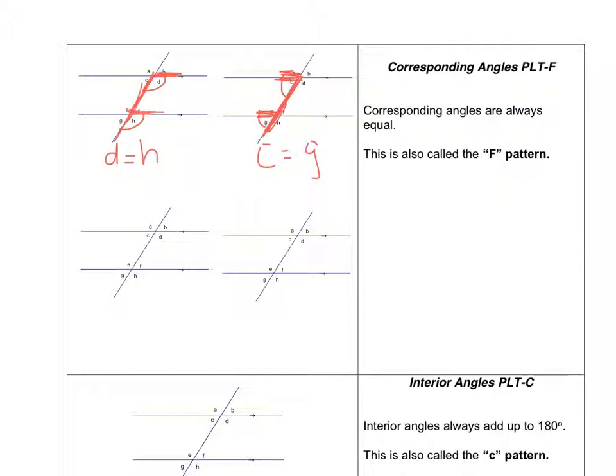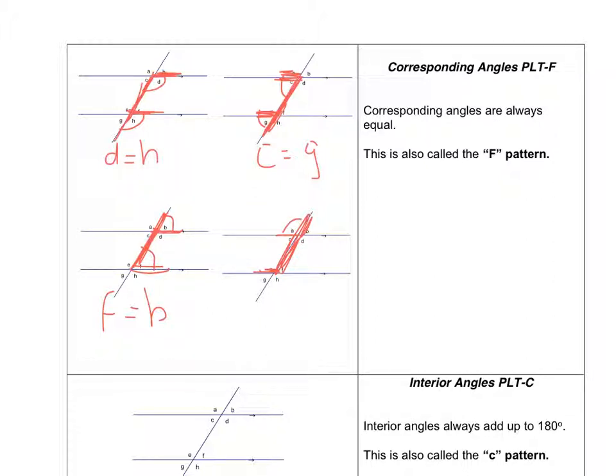I can also have upside down Fs. So this will happen when the leg of your F goes on the other side of your parallel lines, and it stops here. And I will put the arms to the right. So you can see I've trapped angle B and angle F. So I can say B and F are equal. And then the last one is also an upside down F, but it's also a backwards F.